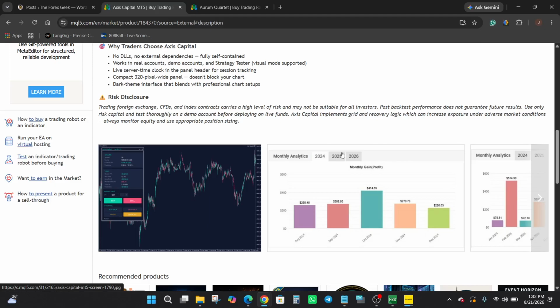Historical or simulated results, where available, should never be treated as a guarantee of future performance, and live execution can vary depending on spreads, slippage, broker conditions, and settings.